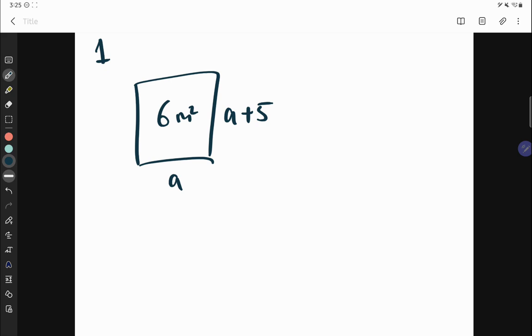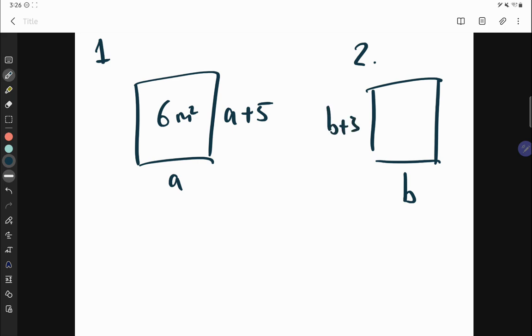Cool. Let's draw it up for plot 2. Let's call B the width in meters, the width of plot number 2. The length is B plus 3. It's 3 meters longer than it is wide. And the area is 28 meters squared.